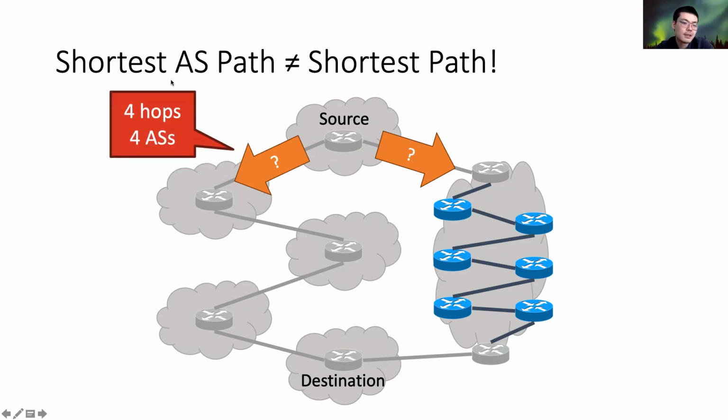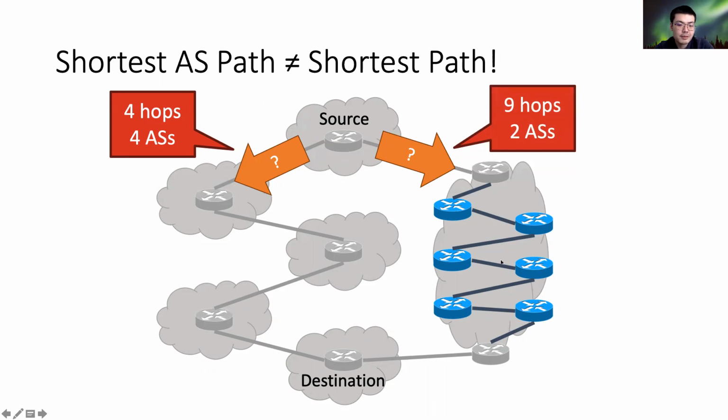Here is the animation showing we have 4 hops, through 4 additional routers. But here we have 9 hops. If you count, it will be 9. And we only have two additional routers inside this. So actually this one is preferred.